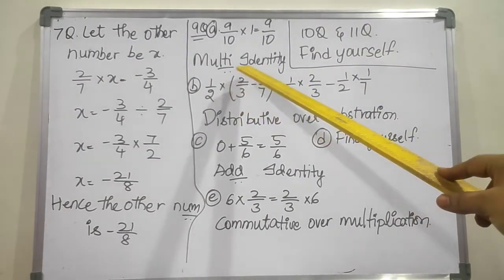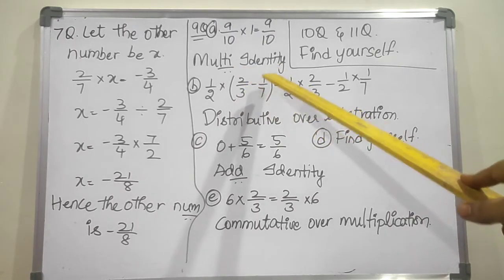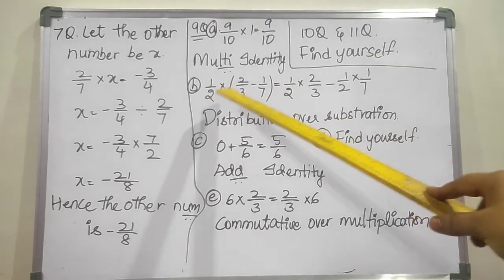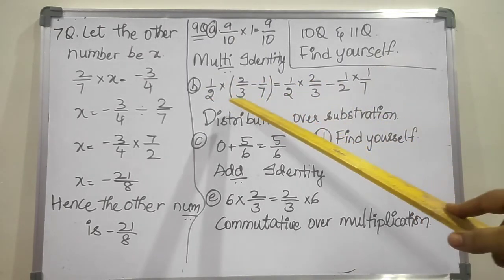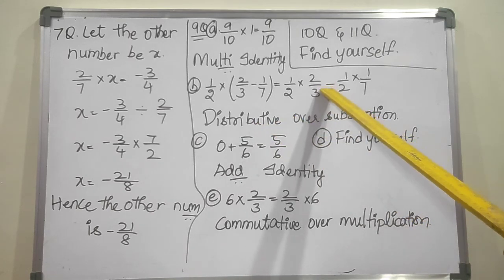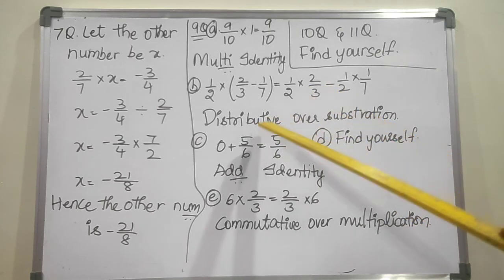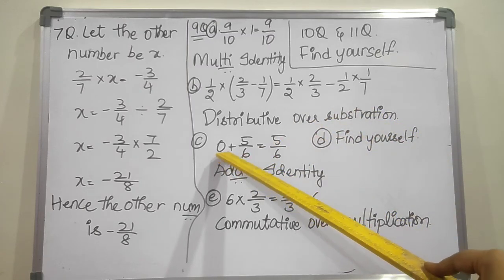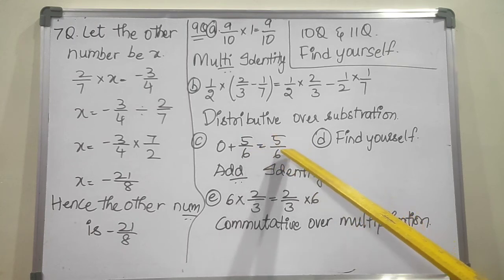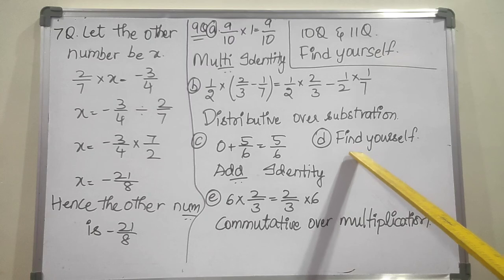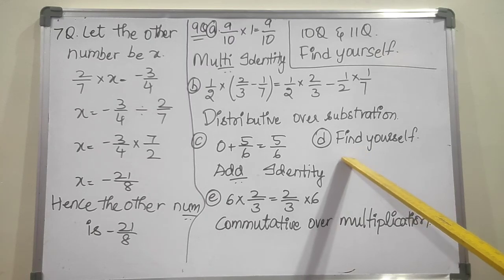1 by 2 into 2 by 3 minus 1 by 7, which is 1 by 2 into 2 by 3 minus 1 by 2 into 1 by 7. This clearly explains that it is distributive over subtraction. Here we have the subtraction. So distributive over subtraction. Now see the second C bit. 0 plus 5 by 6 is equal to 5 by 6. That is additive identity.